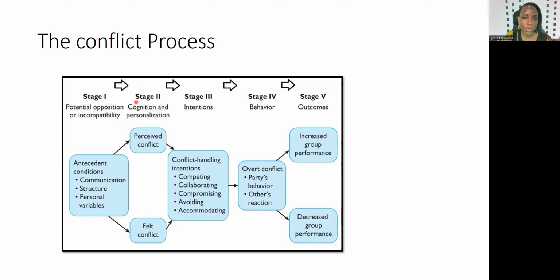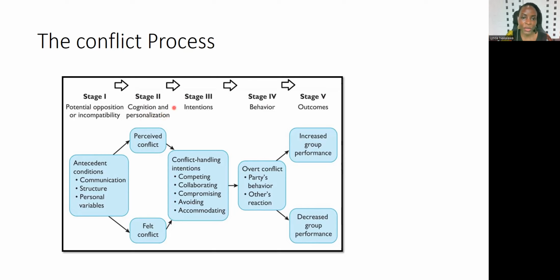Then at stage 2, there is cognition and personalization. With stage 2, conflict is beginning to develop. And in a little while, we shall see what cognition, we know it has to deal with minds or perceptions, and personalization. You people are very good at saying, don't take things personal. And we laughed a bit in the introduction to conflict about how people said, don't take things personal, yet they intend for you to take it personal and get very annoyed.